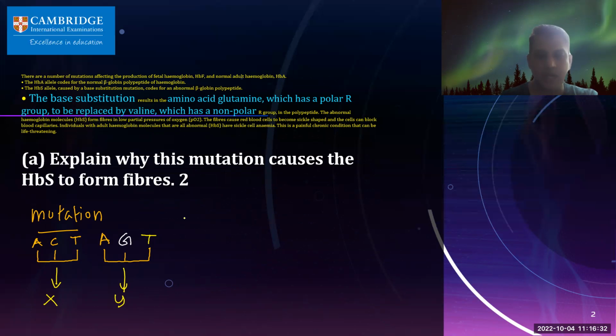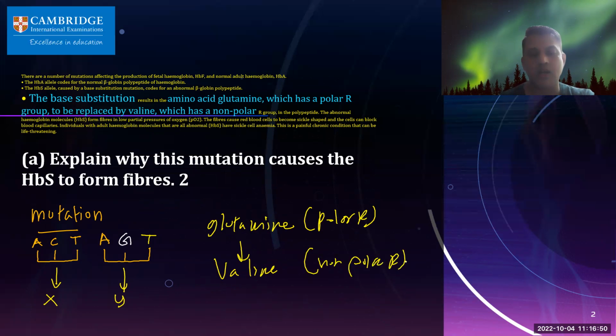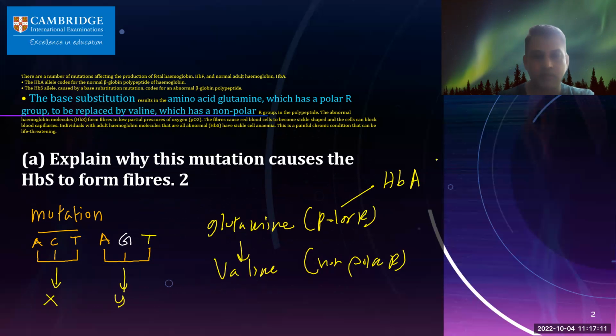So in sickle cell anemia, the glutamine is replaced with valine, and glutamine has a polar R group, but valine has a non-polar R group. Okay, explain why this mutation caused the hemoglobin S to form fibers. This one is the normal hemoglobin, and this one is hemoglobin S.